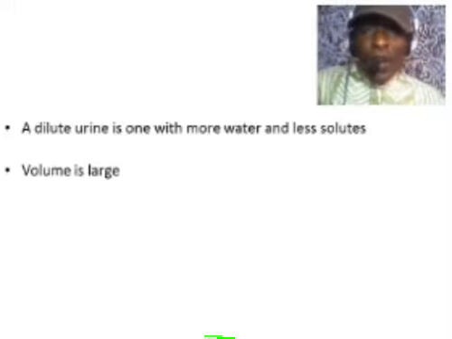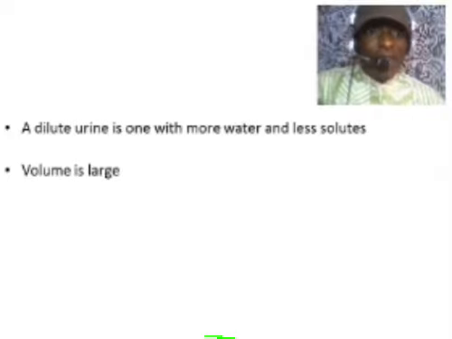Alright? Now, a dilute urine is one with more water and less solutes. Okay? The volume of a diluted urine is large, very large. It's like you keep passing out the urine and it's never ending. It's like you want to wee the whole water out of your body. That urine is known as a diluted urine. When the water in the urine is in excess of solutes, the urine is diluted.